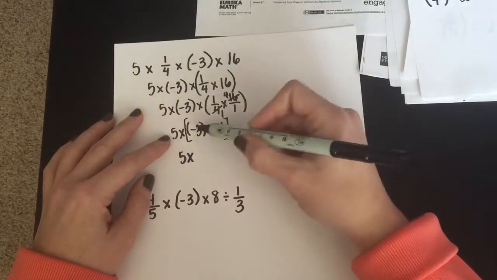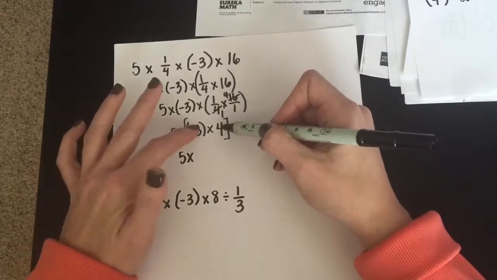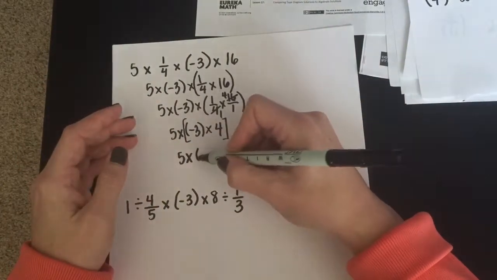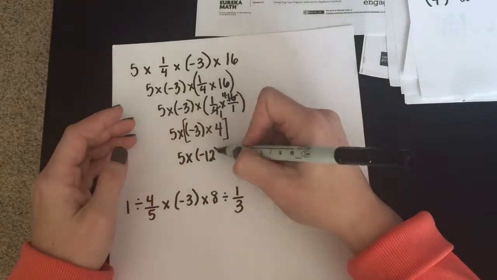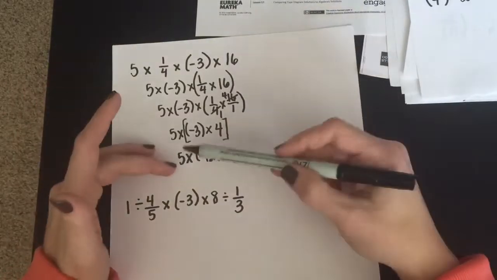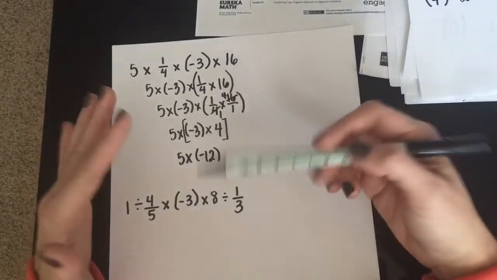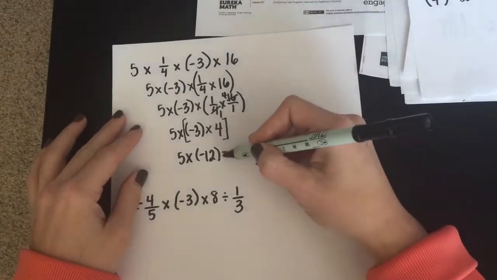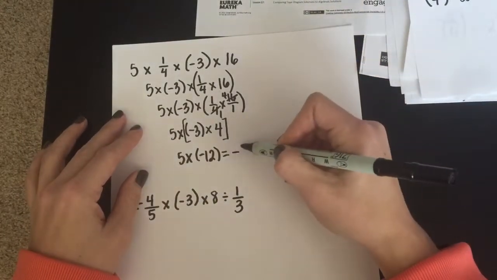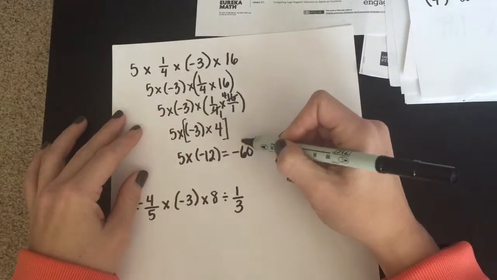So I have 5 times -3 times 4 is -12. And I know that 5 times -12, I could skip count 5, 10, 15, 20, 25, and so on and so forth, to get -60.